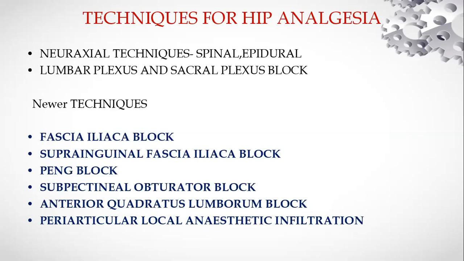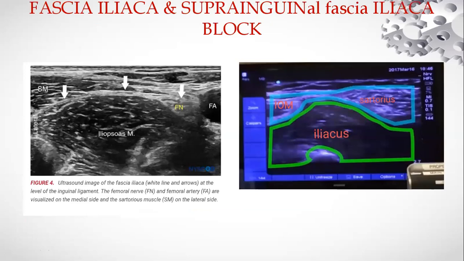The newer techniques which have come into more light in the recent present are fascia iliaca block, a modified fascia iliaca block, which is called the suprainguinal fascia iliaca block, the PENG block, subpectineal obturator block, anterior quadratus lumborum block, and we have already discussed the periarticular local anesthetic infiltration. So we'll see in brief about each of these techniques and discuss how it is done and what the drawbacks are. So we're first coming to the fascia iliaca and the suprainguinal fascia iliaca block.